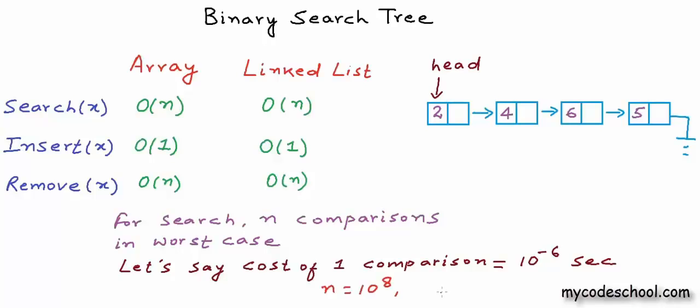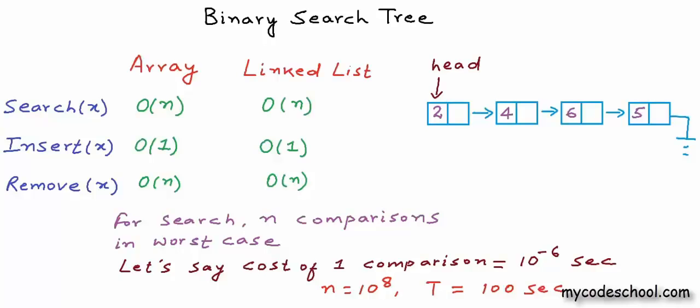Okay, so if the cost of one comparison is 10 to the power minus 6 seconds, and n is 100 million, the time taken will be 100 seconds. 100 seconds for a search is not reasonable, and search may be a frequently performed operation. Can we do something better? Can we do better than big O of n?